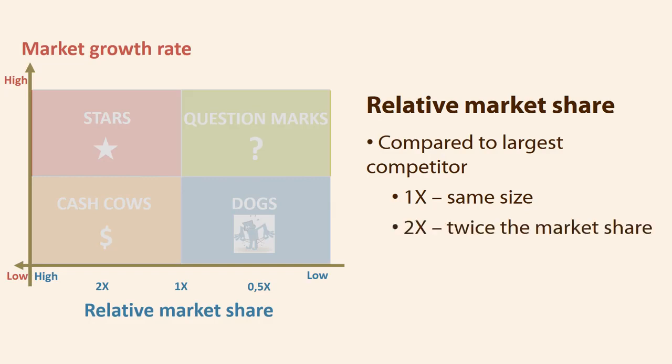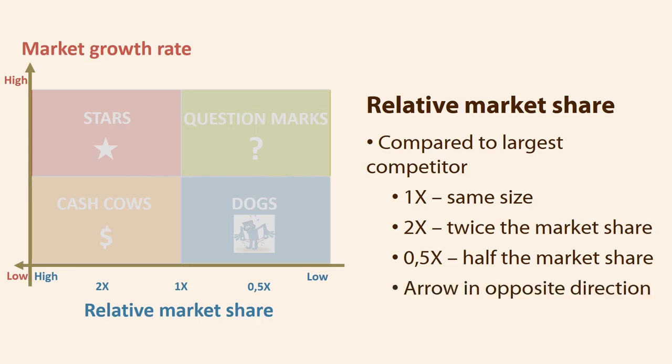To the left from 1 times, one's relative market share grows relative to the largest competitor, and 2 times means one has twice the market share of the biggest competitor. Correspondingly, we get less market share when we move right along the axis, and 0.5 times means we have half the market share of our largest competitor. Therefore, the arrow on the x-axis goes from low on the right side to high on the left side, the opposite direction to what we would normally expect on the x-axis.